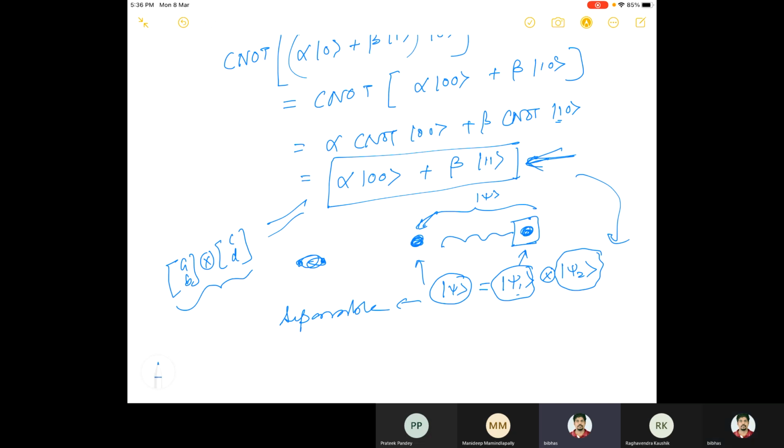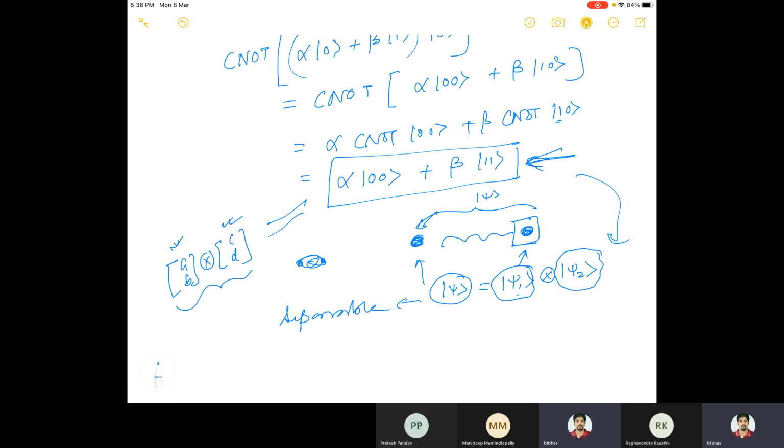So the observation here is that mathematically you can prove that this state is not separable, meaning this cannot be factored as a state times another state. The first state I do not know because it implicitly depends on the second one, and the state of the second qubit also implicitly depends on the first one. So they are somehow correlated. That's what is called entanglement.